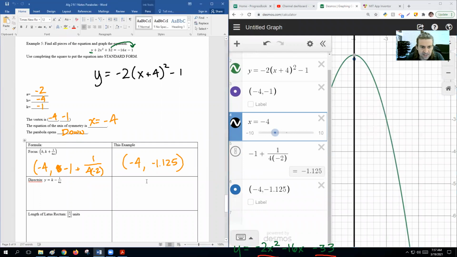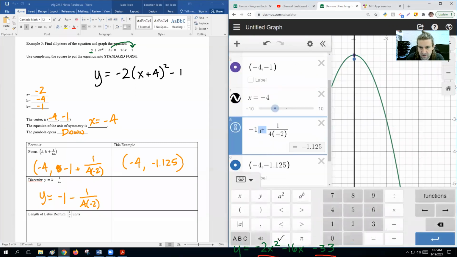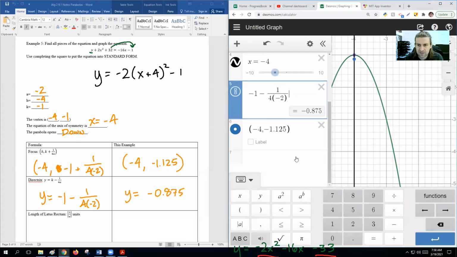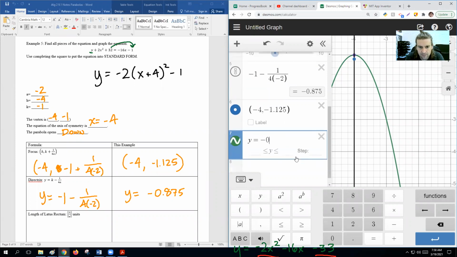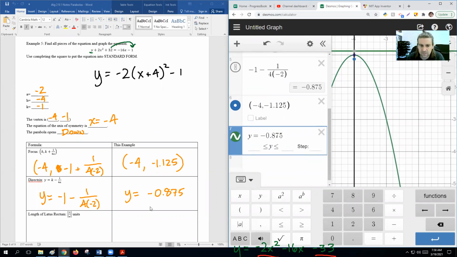That'd be right there. The directrix is, just like the focus, y equals k, which is -1, minus 1 over 4 times -2. So we can kind of cheat here. We can take our equation and just change it to a minus. That's -0.875. So y equals -0.875, which is 7/8. And once again, Desmos is going to be the tool that can help us out. Y equals -0.875, and that works there.